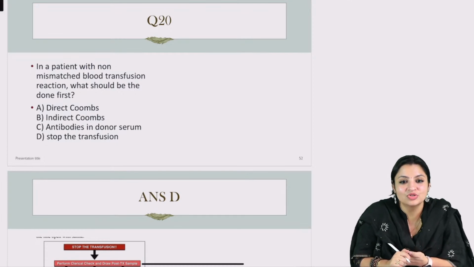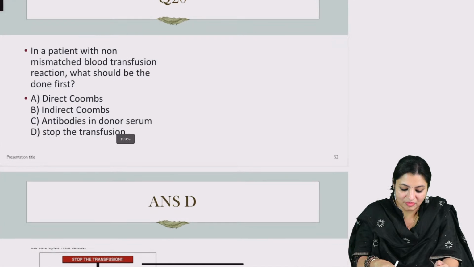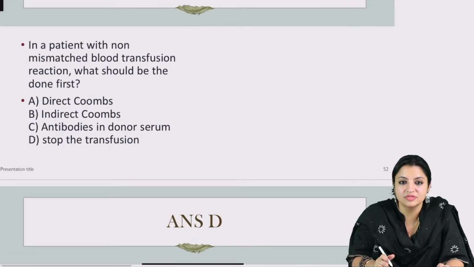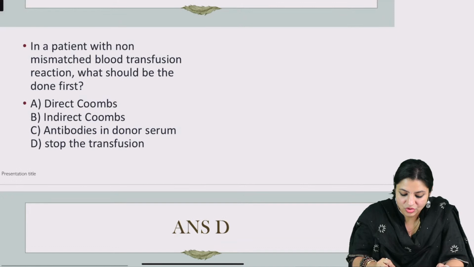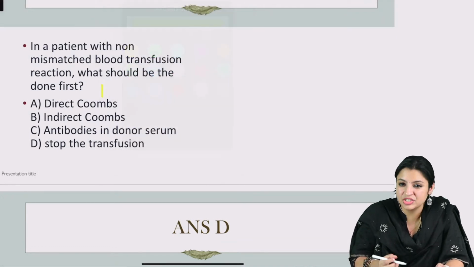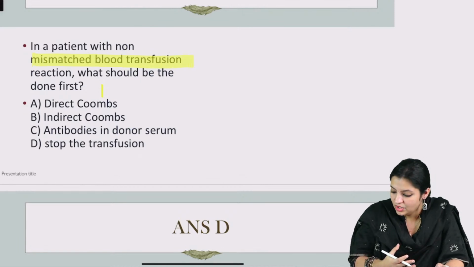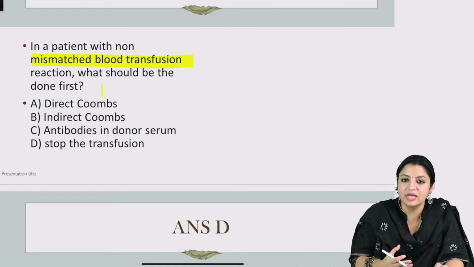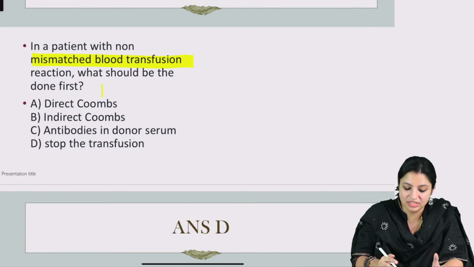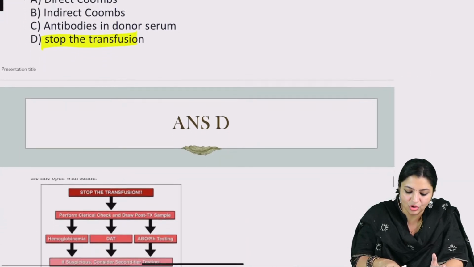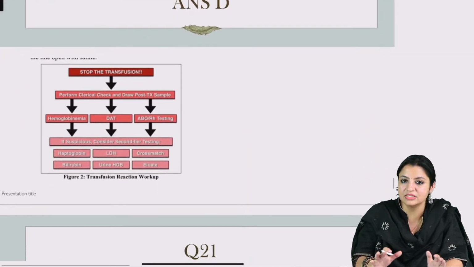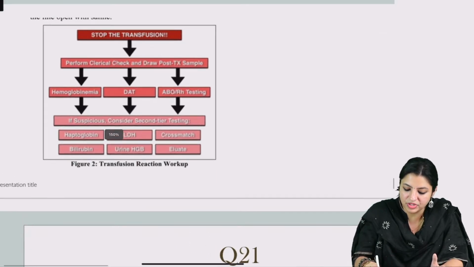Okay, let's go to question number 20. In a patient with a mismatched blood transfusion reaction, what should be done first? If you have given mismatched blood to somebody, what should you do? What should be the first strategy? See guys, the first strategy should always be to stop the transfusion. Remember, that's the rule. First thing that you should do is stop the transfusion.